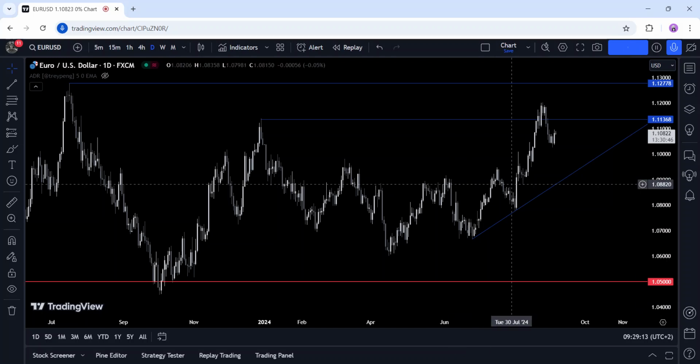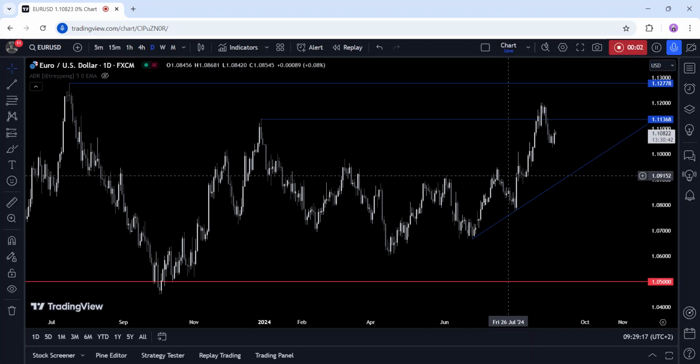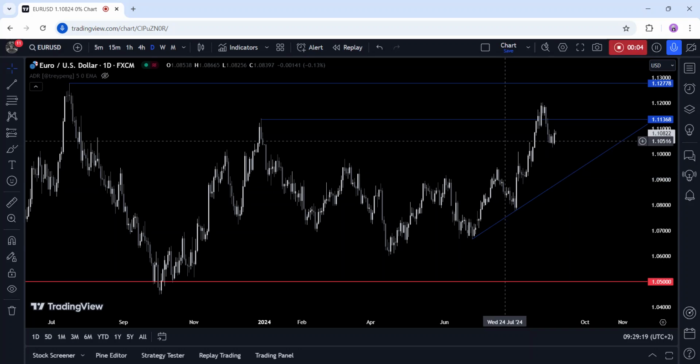Hi everyone, this is a technical analysis on EURUSD. Let's start with a fundamental overview first. The US dollar has come back under pressure recently as we got a couple of soft US data.